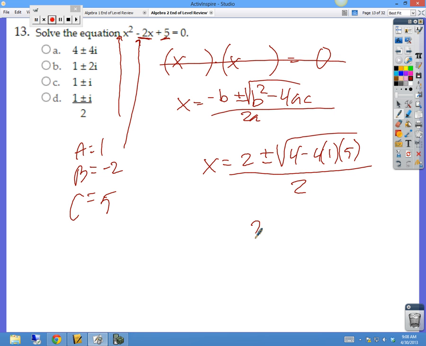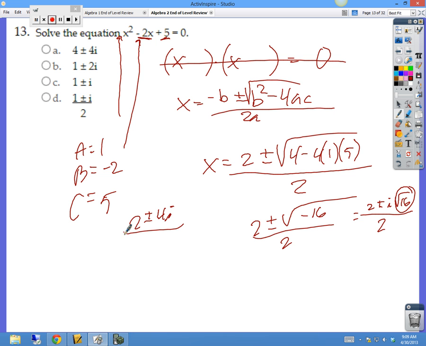So underneath the radical, that's going to simplify and give you a minus 16. So that's going to be some kind of imaginary. It's going to be 2 plus or minus i square root of 16, all over 2. Square root of 16 is nice. That's a perfect square. So now you got 2 plus or minus 4i all over 2. Divide both those by 2 and you should have 1 plus or minus 2i. So you should have ended up on B.